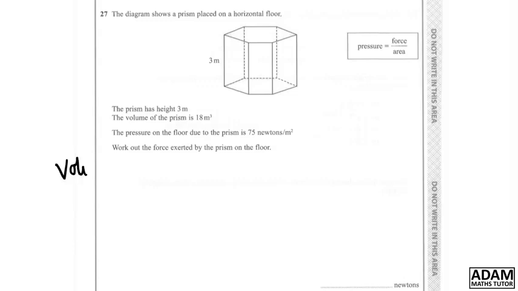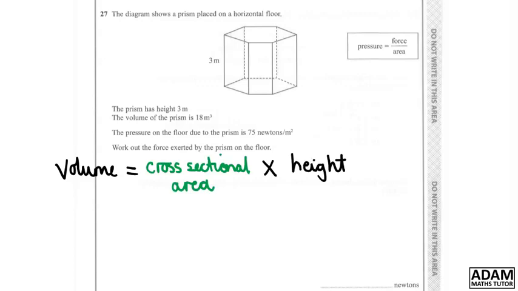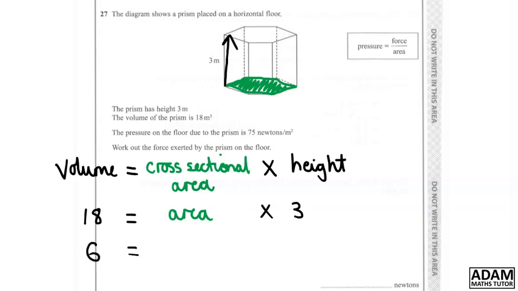So the volume of a shape is worked out by doing the cross-sectional area multiplied by the height. The cross-sectional area of a prism is the shape that appears throughout the whole of the prism, which is the hexagon that we have here. Let's substitute the values we know. We know that the volume is 18. The cross-sectional area is what I'm working out. And I know that the height is 3. 18 divided by 3 will give me the area. So 6 is equal to the area.